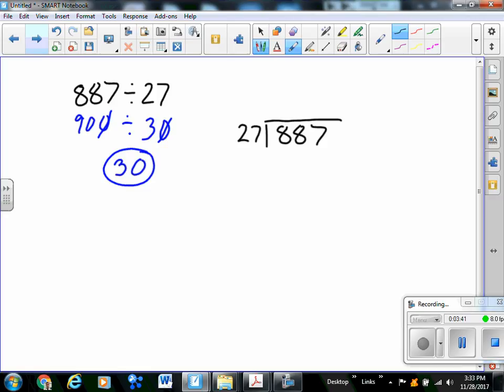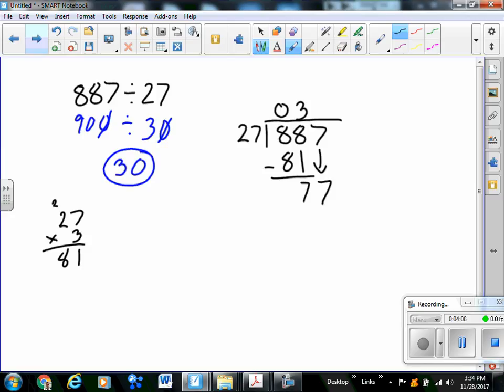27 cannot go into 8, 0. 30, if I think of that about 3 times, is going to give me 90, so it might work. So I'm going to try 27 times 3. 7 times 3 is 21. 3 times 2 is 6, plus 2 is 8. 81. Yeah, I can't put 27 more on. So that's going to be a 3. We get 81. Subtract 8, take away 1 is 7.